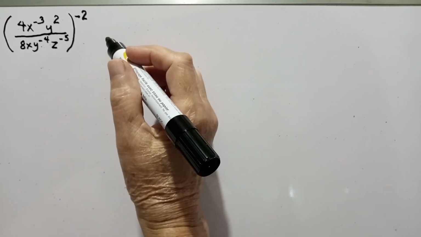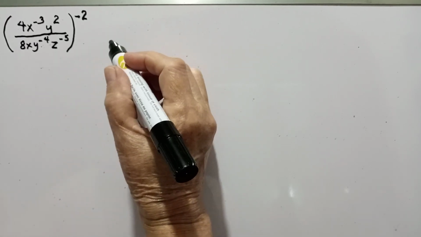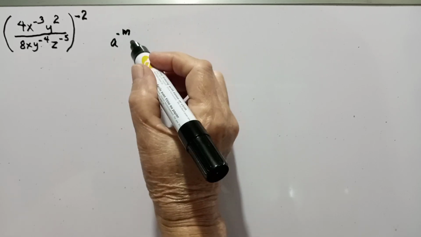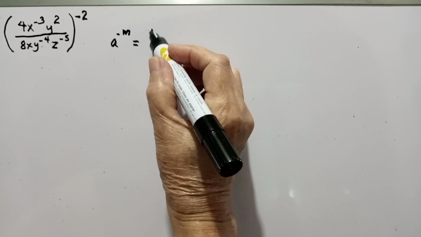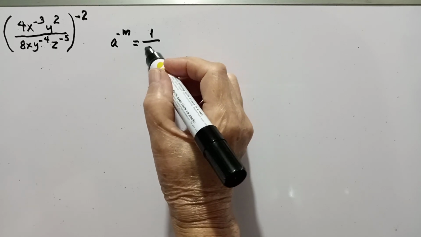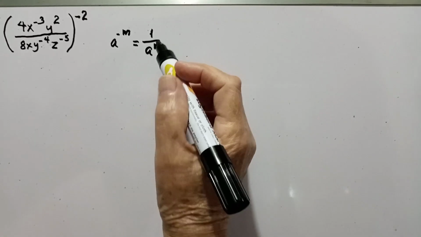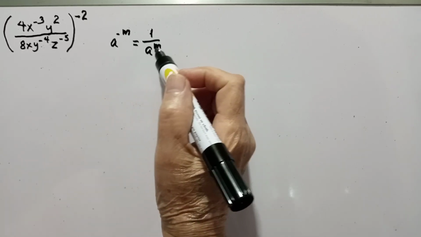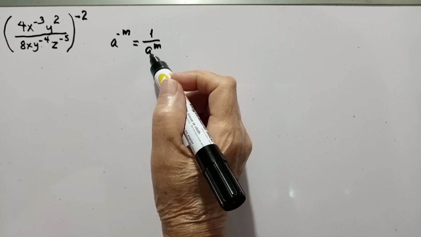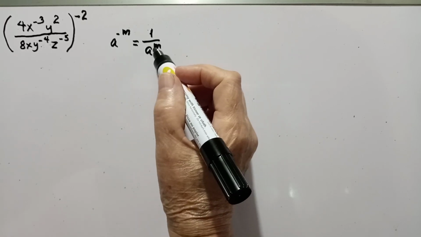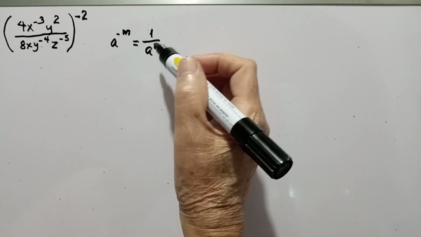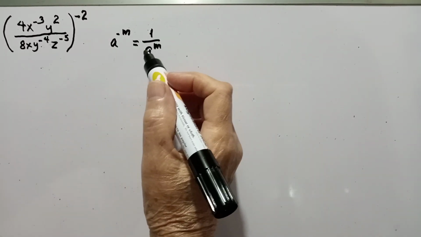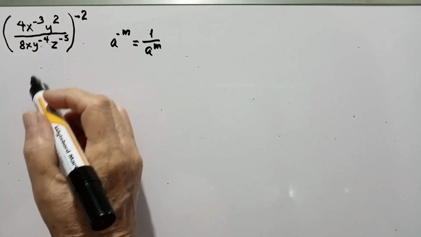Now remember the sixth law of exponents: a to the minus m is equal to 1 over a to the m. So from negative, that becomes positive by bringing this term down to the divisor level and vice versa. So if this is negative, bring it up and that becomes positive. So we'll now apply this law here.